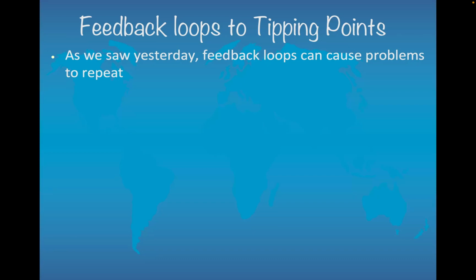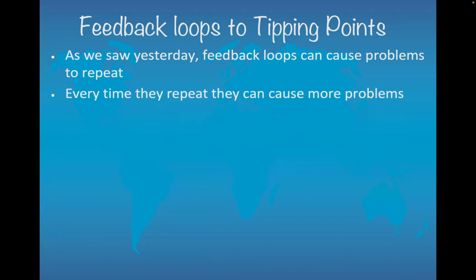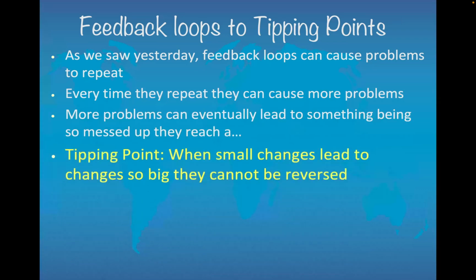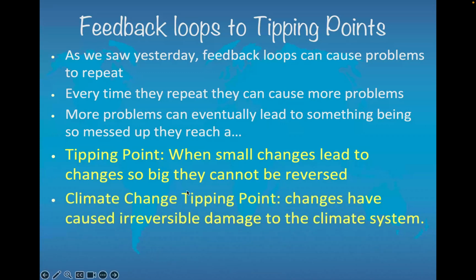So the problem is that feedback loops repeat. Every time they repeat, they can cause that problem to get bigger, and more problems can eventually lead to something so messed up that they reach what is known as a tipping point. So again, this is where your notes would start, this part that's not in white. Here's the definition of a tipping point: it's when small changes lead to changes so big they cannot be reversed. And then, related to climate change, a tipping point specifically says the changes have caused irreversible damage to the climate system. So something within our atmosphere, our climate, something within our globe, is changing to the point where we can't go back and fix it.